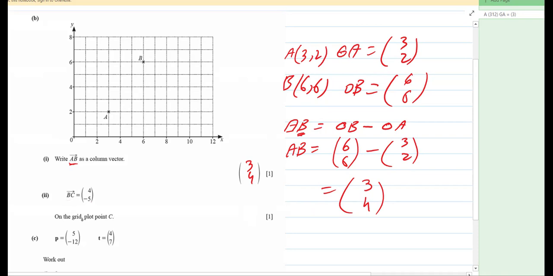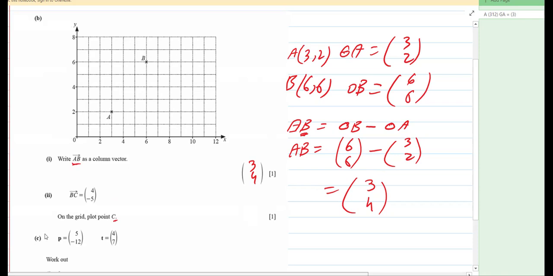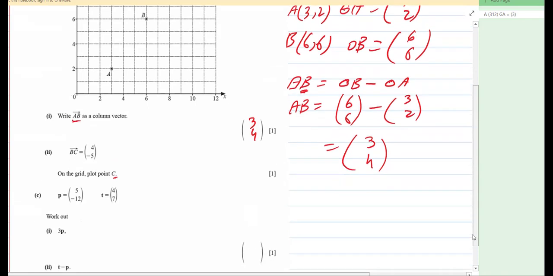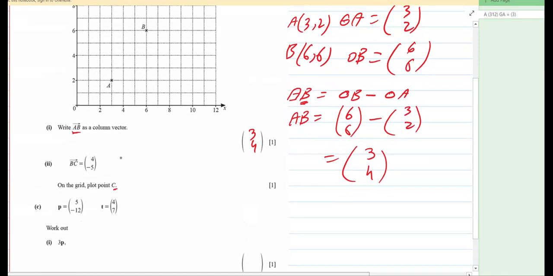This is BC. On the grid, plot the point C. Obviously, if you want the point C to plot, you need to know the point C. Yes? So how would you find the point C? How can you find the point C? Let's see. For finding the point C, again use the formula for BC.